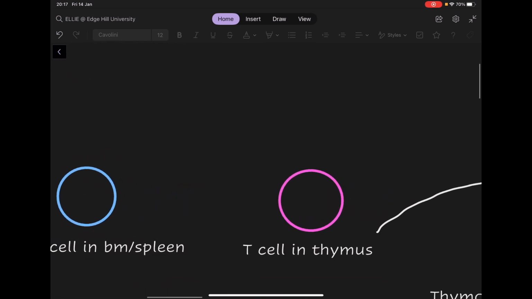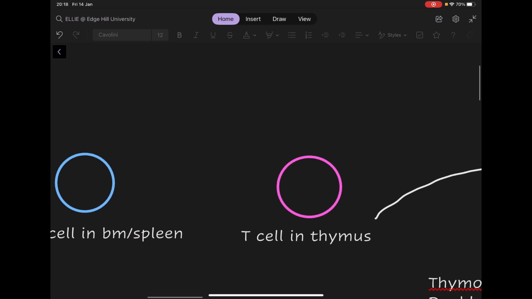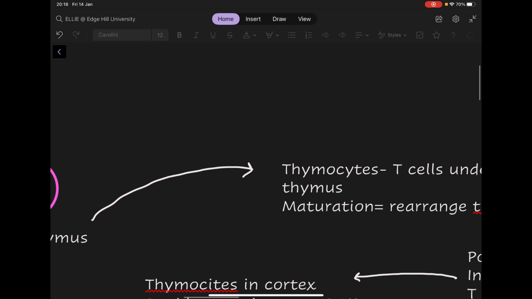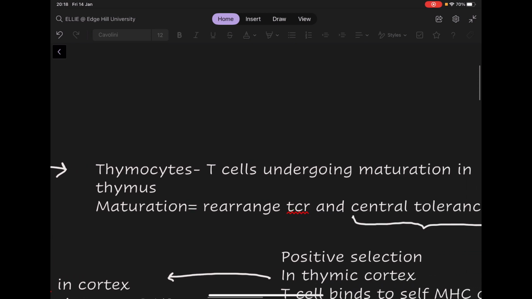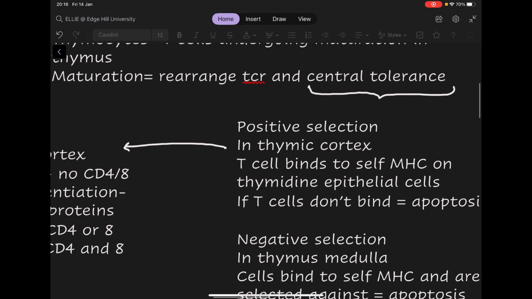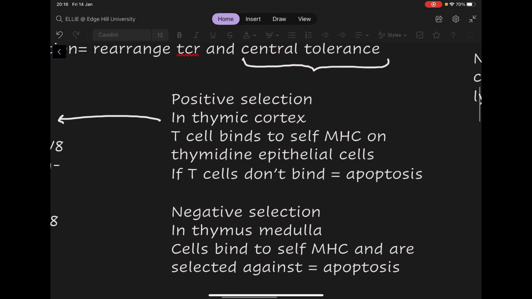T cells again come from stem cells and lymphoid progenitors, but maturation of T cells occurs in the thymus. When they're in the thymus, they are referred to as thymocytes. So T cells undergoing maturation in the thymus are called thymocytes. During maturation, they go through two main things. The first is they rearrange the T cell receptor on the membrane. The next is that they go through something called central tolerance, which is composed of positive and negative selection.